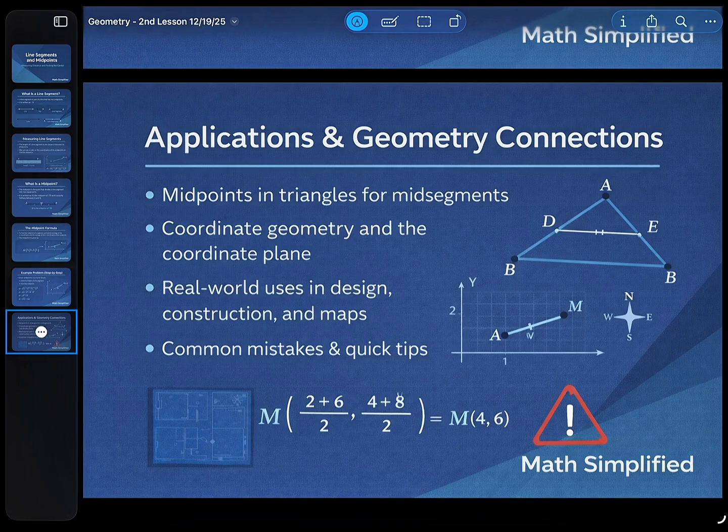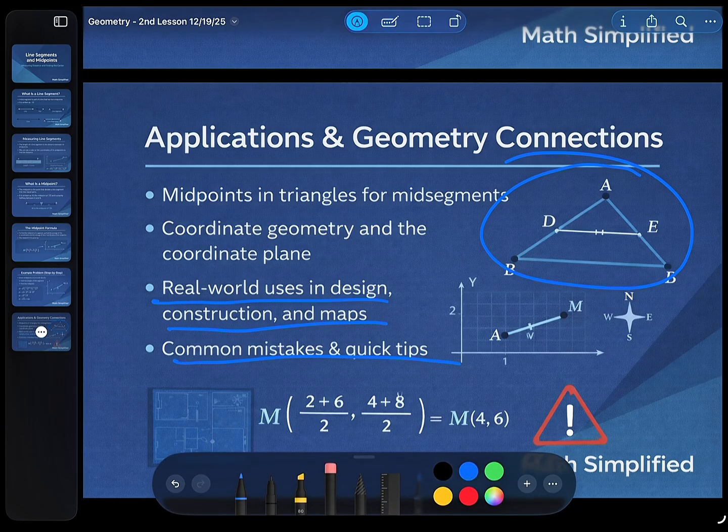And then applications and geometry connections. So midpoints in triangles, for like midsegments, is extremely important. So that's why you gotta know the midpoint formula for the triangles and stuff. And then it has a lot of real world uses in design, construction, and maps. And it's very common to make mistakes and there's a lot of tips in order to get better in geometry for this. So yes, this is essentially it for this lesson.